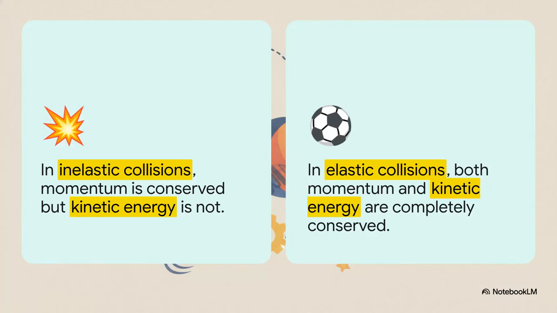Now that we know momentum is absolutely always conserved in an isolated system, let's explore what actually happens when two moving bodies physically smash into each other. While momentum is our constant survivor, we have to look at another factor to classify these collisions: kinetic energy. In an inelastic collision, momentum is conserved, but kinetic energy is fundamentally lost. It usually gets transformed into heat, sound, or physical deformation.